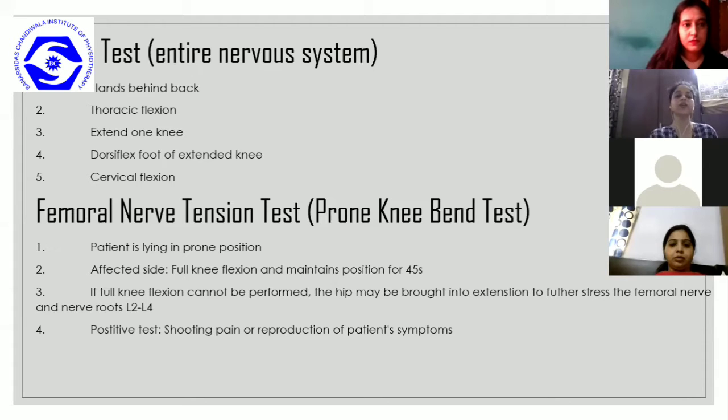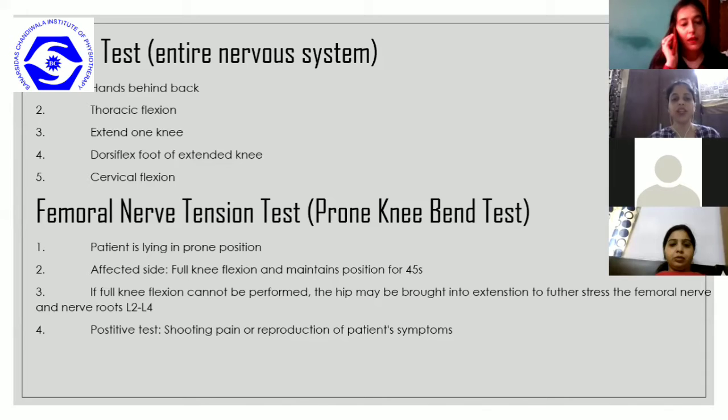So hand should be behind the back, thoracic flexion, then extension of one knee, dorsiflex the foot of the extended knee, and then cervical flexion. I'll go through the femoral nerve testing also with you so that I can explain both together. Femoral nerve testing is also known as prone knee bend testing, and because we're talking about the femoral nerve, we talk about the quadriceps muscles.